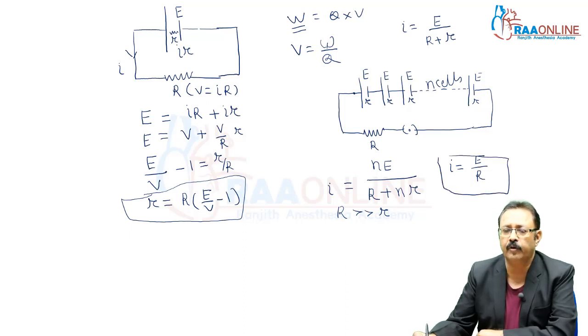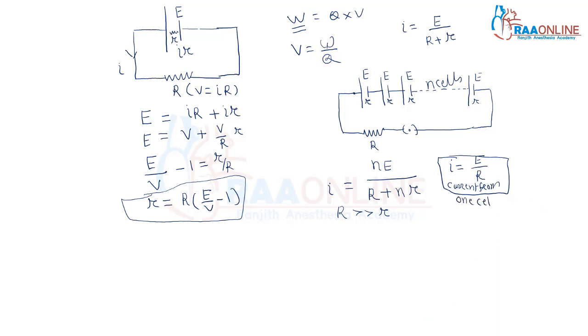What is this? Current from one cell. And from n cells, what am I getting? I is equal to nE upon R, meaning n times the current from one cell. It means my purpose is solved. From n cells, I am getting n times the current which I got from one cell.